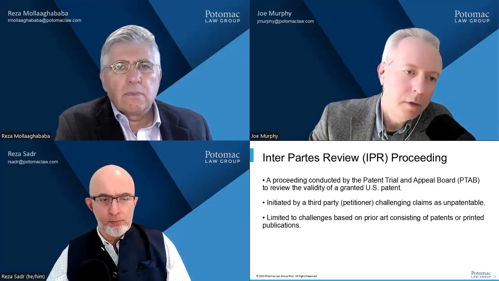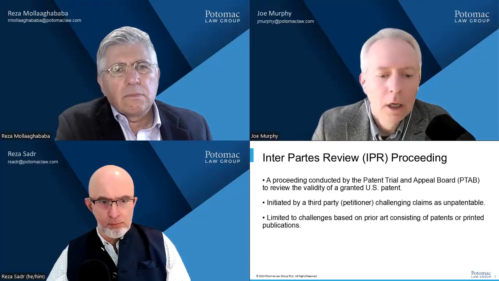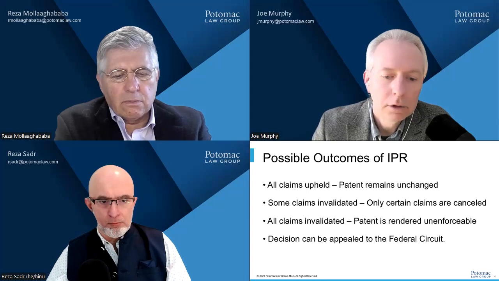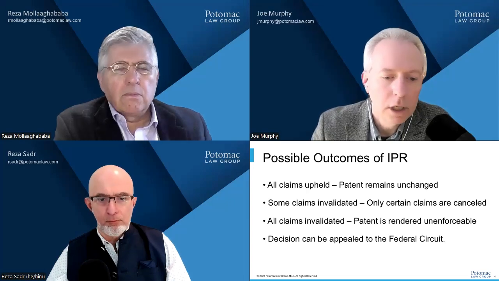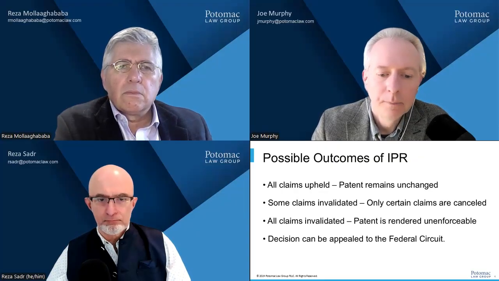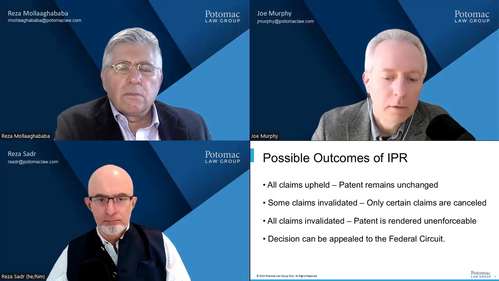And there's a couple possible outcomes of an inter-parties review proceeding. All the claims of the patent can be upheld, which is what happened here. So therefore, the patent remains essentially unchanged. Some claims can be invalidated, leaving other claims which are essentially canceled. All the claims could be invalidated, in which case the patent is essentially rendered unenforceable. And as here, the decision can be appealed to the Federal Circuit.